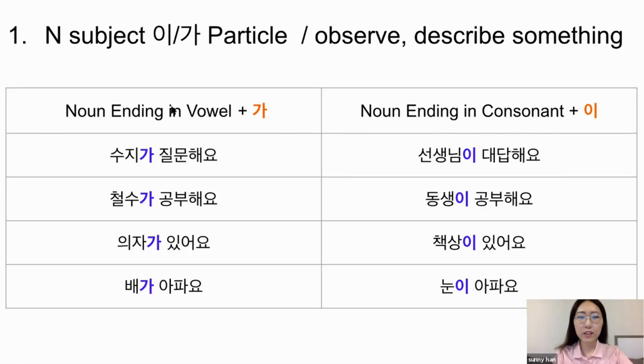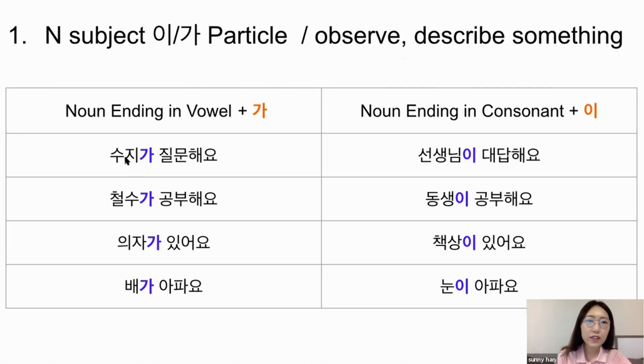When we create the phrase, we add after the subject, like a noun, 은는이가. So it's a little bit difficult. So I will explain 이가 first. When we add 이가 after the noun, it means like when we observe something or describe something.